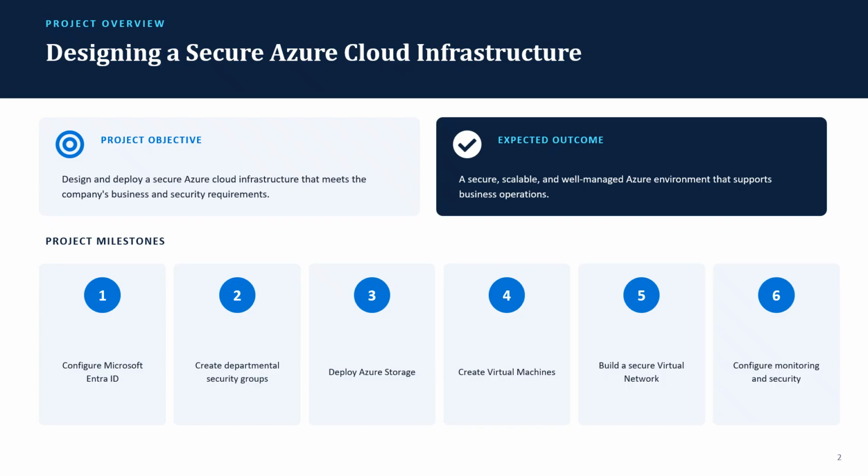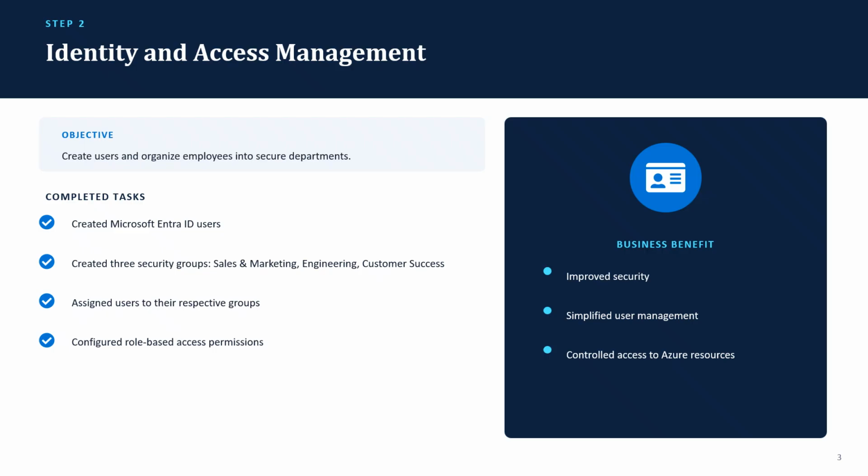For the third slide, which is the identity and access management, the first major part of this project was identity and access management. The objective was to create users and organize employees into secure departments. I configured Microsoft Entra ID users and created their security groups: sales and marketing, engineering, and customer success. I then assigned users to their respective groups and configured role-based access permissions. This was important because proper identity and access management helps protect companies' resources.